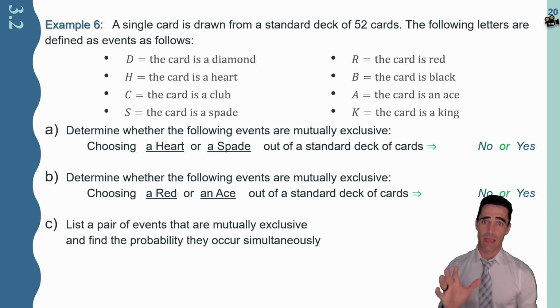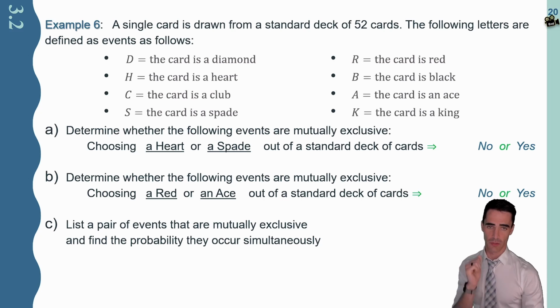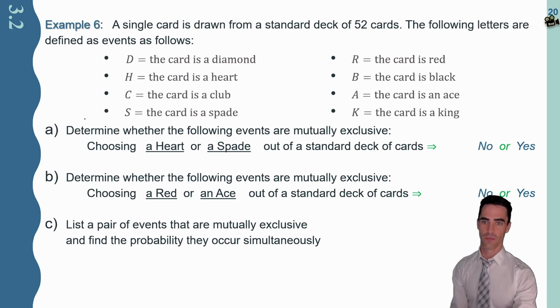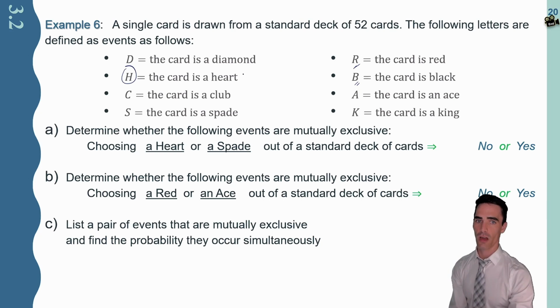So for our last example, we're going to look at some situations and see if the pairing is mutually exclusive or not. For these examples, you can refer back to the card display that we showed earlier. Here's our example. A single card is drawn from a standard deck of 52 cards. The following letters are defined as the events. Again, like we talked about before, here's my red cards and my black cards. We can get more creative and talk about H for heart card. There are 13 of those hearts.